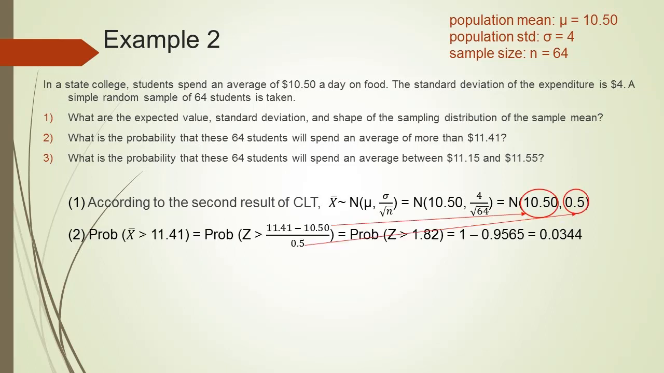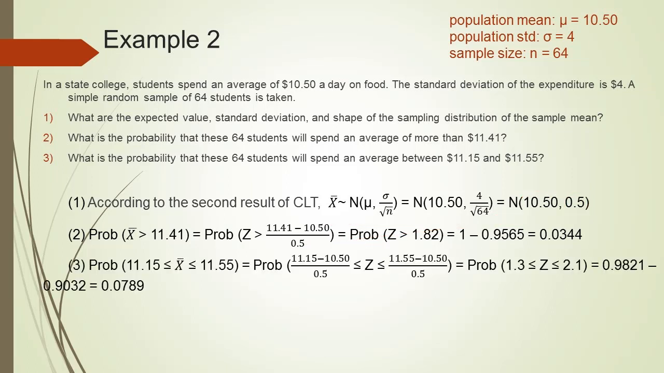Question 2 asks for an upper-tailed probability, x bar more than 11.41. We first convert 11.41 to its corresponding z-score, that is to subtract the mean of 10.50 and divide by the standard deviation of a sample mean, that is half, not the population standard deviation of 4. Looking up the z-table for 1.82, and then subtract this probability from 1, we get an upper-tailed probability of 0.0344.